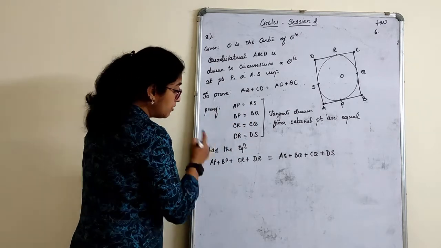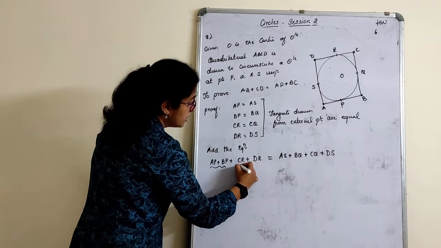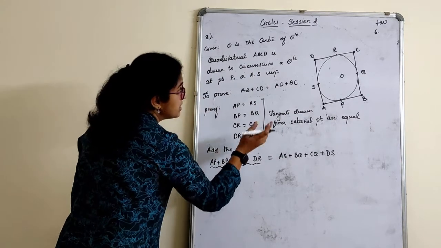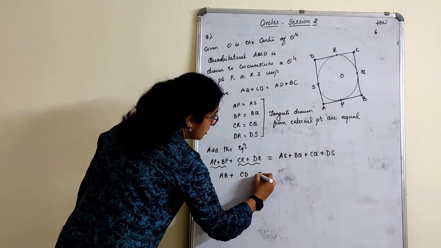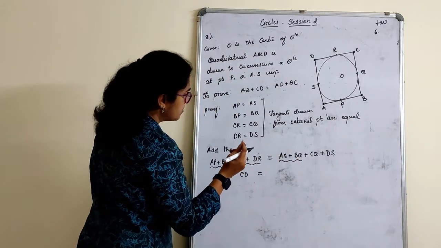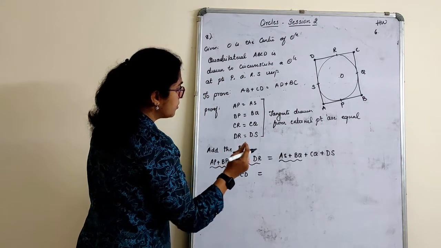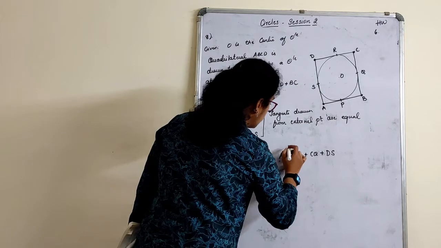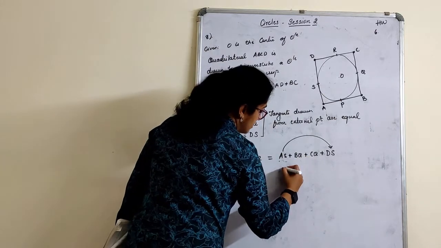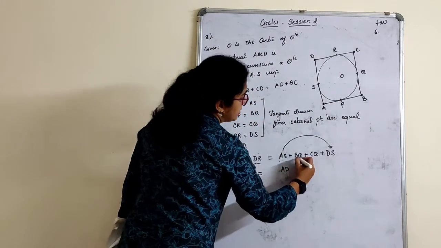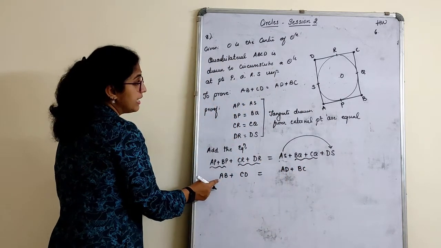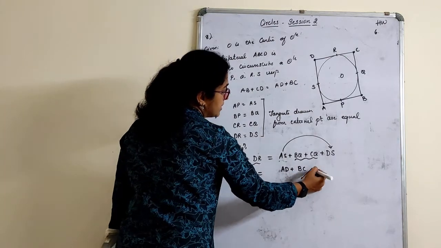Now group the terms: AP plus BP, CR plus DR. What is AP plus BP? AB. What is CR plus DR? CD. On the right side, AS plus DS is AD. BQ plus CQ is BC. That is what you wanted. AB plus CD is equal to AD plus BC.